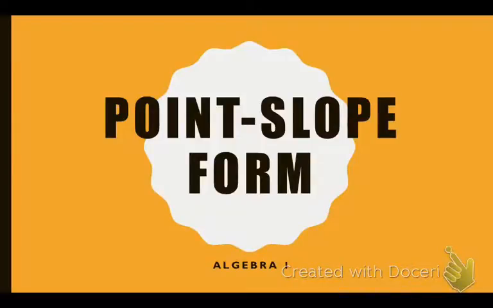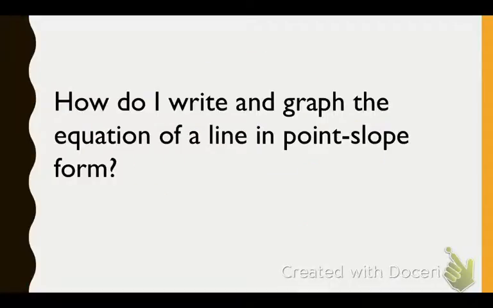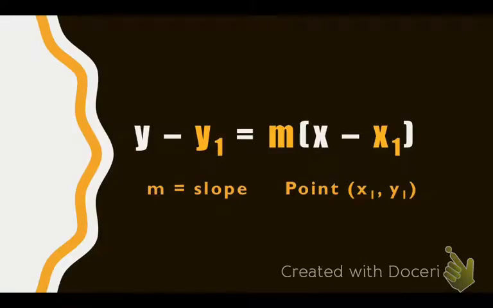In this video, we're going to examine another form of a line known as point-slope form. At the end of the lesson, you should be able to answer, how do I write and graph the equation of a line in point-slope form? Point-slope form is what you see on the screen, where the yellow M is the slope, and the ordered pair, x1, y1, represents a point that falls on the line. It looks complicated at first, but it's very easy.